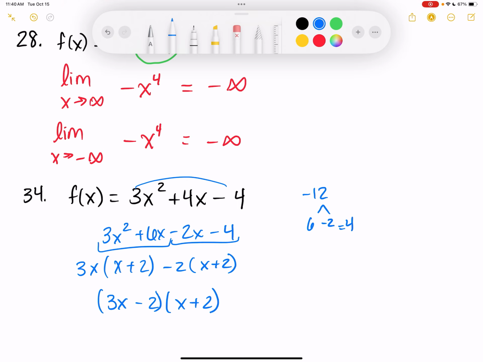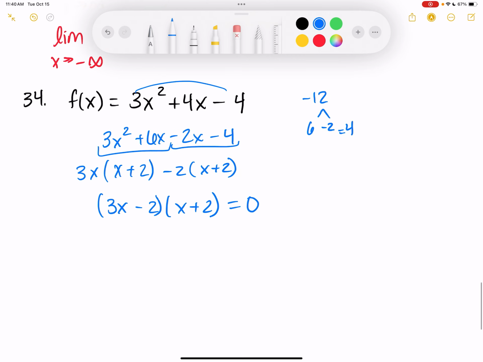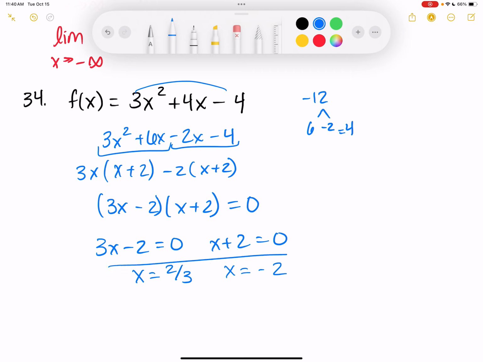Now, I'm trying to find the zero, so what do you think I might need to do with this function? Yep, set it equal to 0. And then zero product property, set each piece equal to 0. So I would get x equals 2/3 or x equals negative 2. And those would be my two zeros of the function.